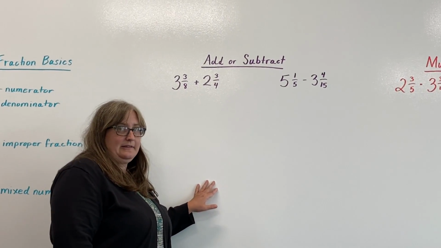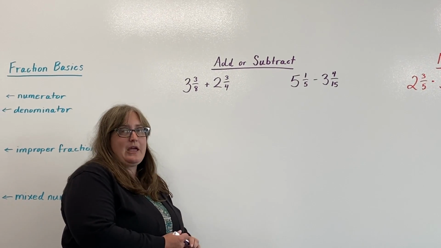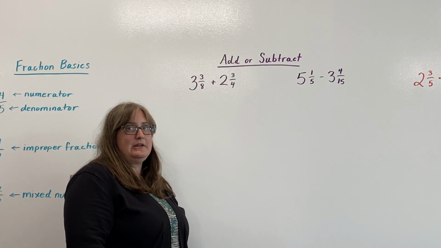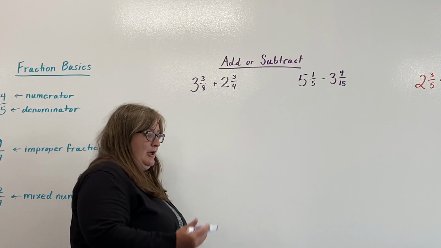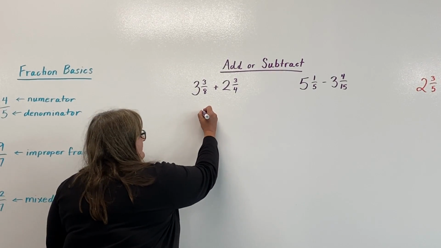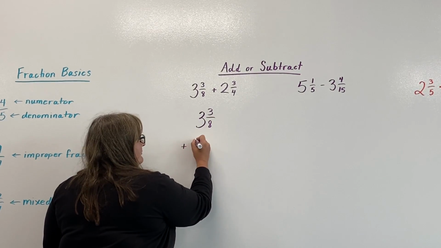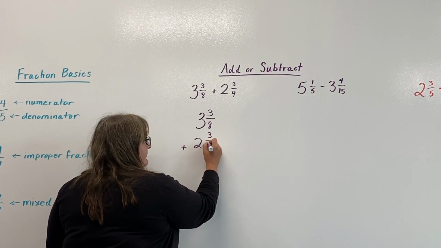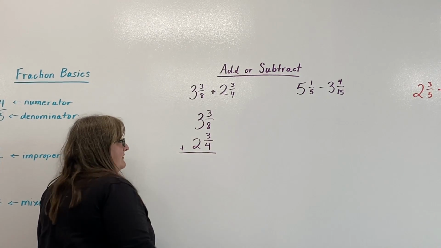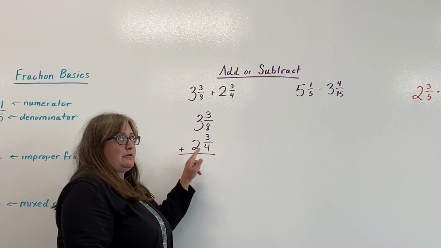First, let's try adding and subtracting fractions. When you're adding or subtracting fractions, you need to have a common denominator. So the first thing I'm going to do is write these vertically. 3 3/8 plus 2 3/4. So currently I have a denominator of 8 and a denominator of 4.